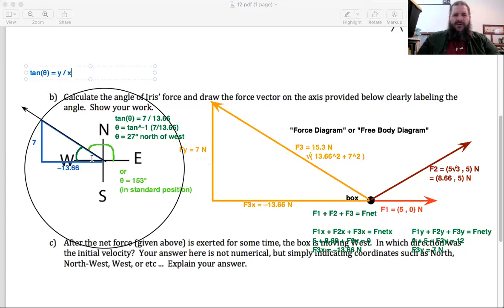So in terms of the coordinates, we can say y is 7 and x is negative 13.66. So we could write this as 7 over negative 13.66, including the negative, and then take the inverse tangent, which becomes negative 7 over 13.66. If we take the inverse tangent of that, inverse tangent of negative 7 over 13.66, the calculator actually provides a negative 27 degrees.